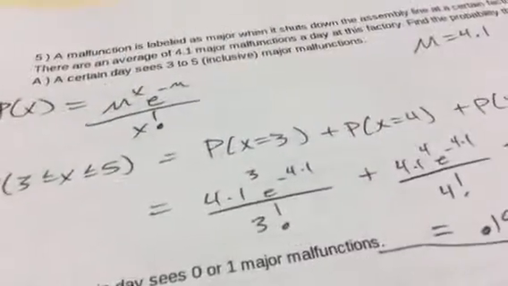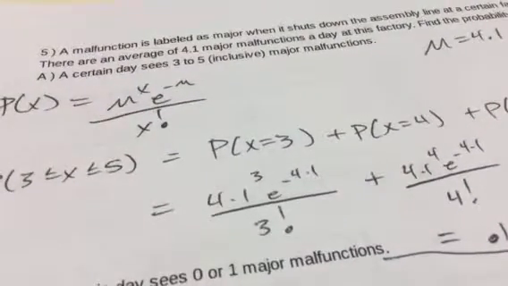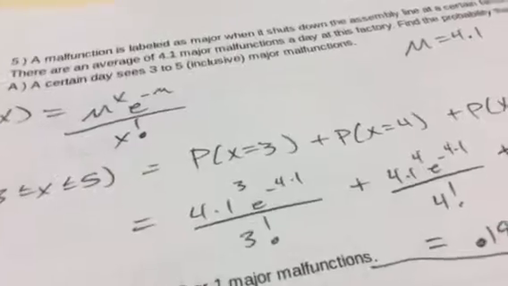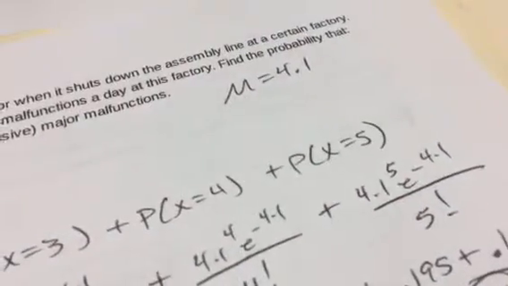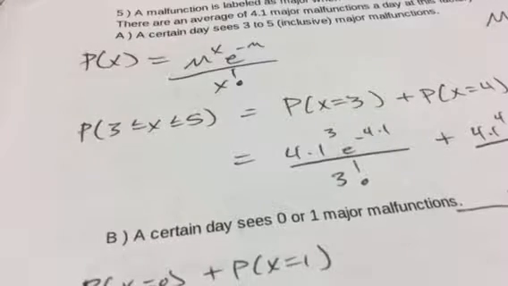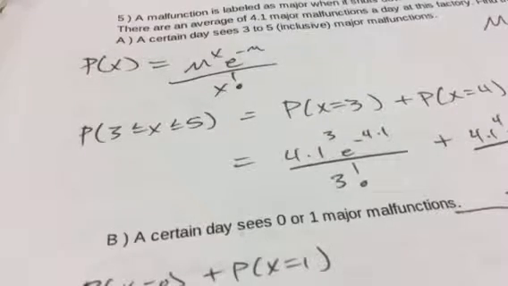Number 5 is all about Poisson. A malfunction is labeled as major when it shuts down the assembly line. The 4.1 is kind of like an X bar if we have a sample there. But there's no confidence interval, so you're not using the X bar plus or minus z-score. You just need to know that the mu is 4.1, e to the negative mu, mu to the x over x factorial.